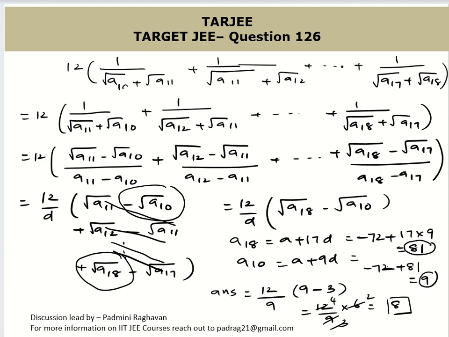Again you can see that whenever you have surds, like root A11 plus root A10, and A10, A11 etc. are in an AP, multiply and divide by the conjugate, and each denominator becomes D. Numerators will turn out to be a telescopic series which can be summed up, and you will be left with very few terms which you can evaluate and find the answer to the numerical.